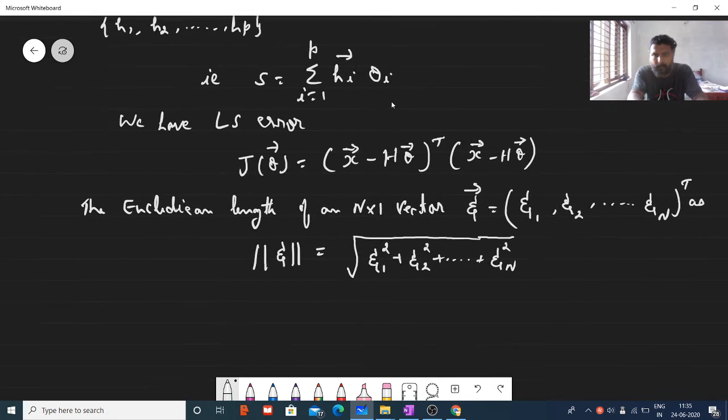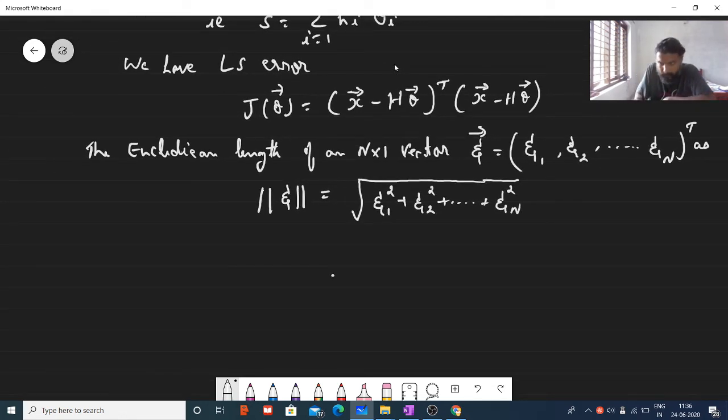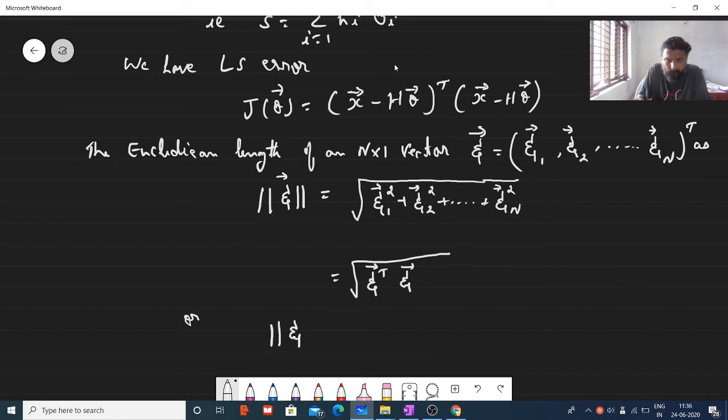Okay, so that I can write as root of theta transpose into theta. Better to write as a vector, vector theta. That is good. This also indicates the vector form. Everything in the vector form. Or it can be written as the norm of theta square, which can be written as theta transpose into theta. Clear?